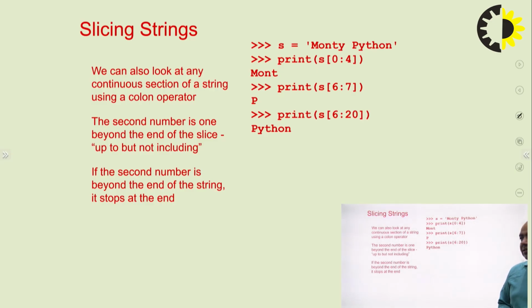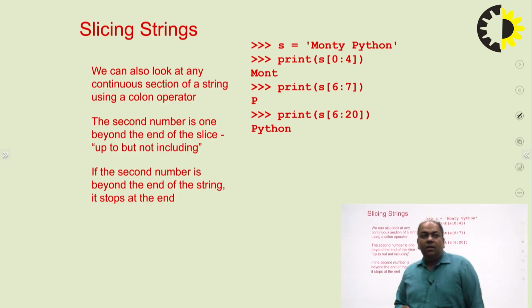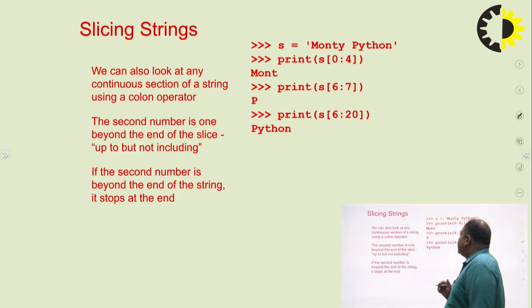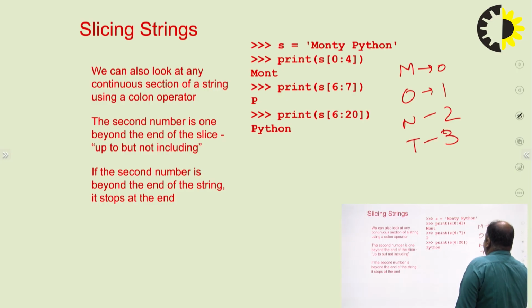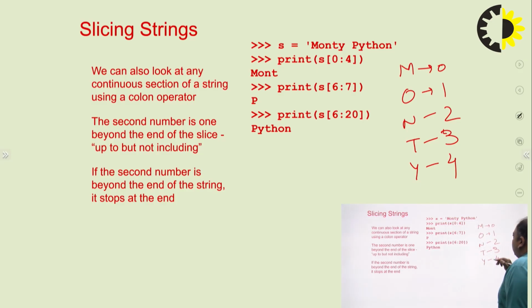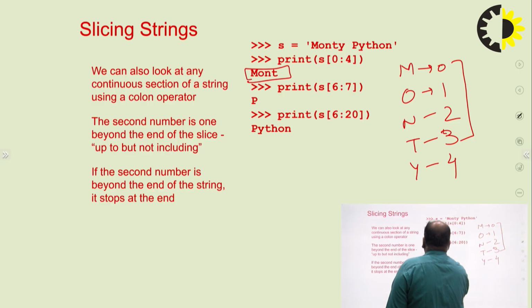What does it print? It prints the characters from index 0 till index 4. So, if I calculate in Monty Python, M has index 0, O has index 1, N has index 2, T has index 3, and Y has index 4. So, for 0 to 4, we take 0, 1, 2, 3. So, it prints Mont only.